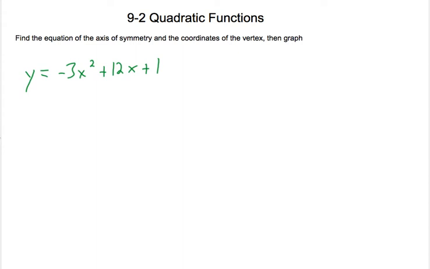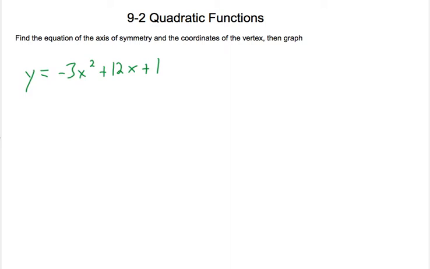Hello, today we're going to learn a little bit more about quadratic functions. We're going to graph this function here. First we're going to need to find the equation of the axis of symmetry and the coordinates of the vertex. Then we're going to graph it.